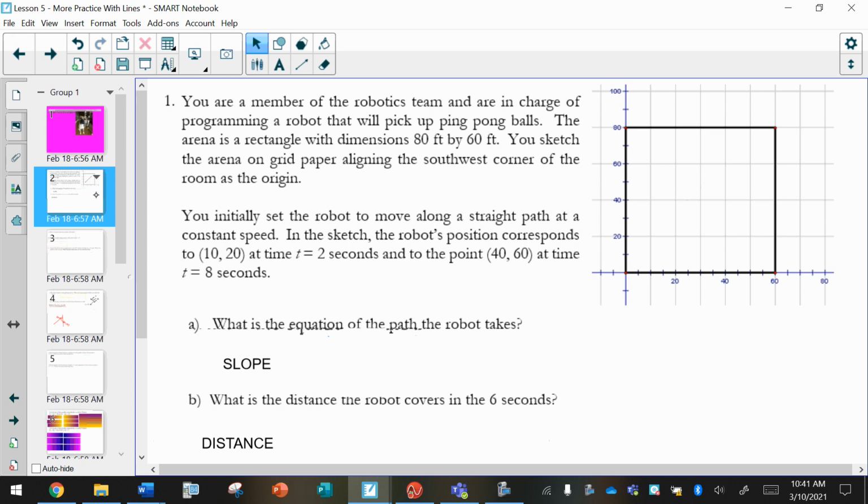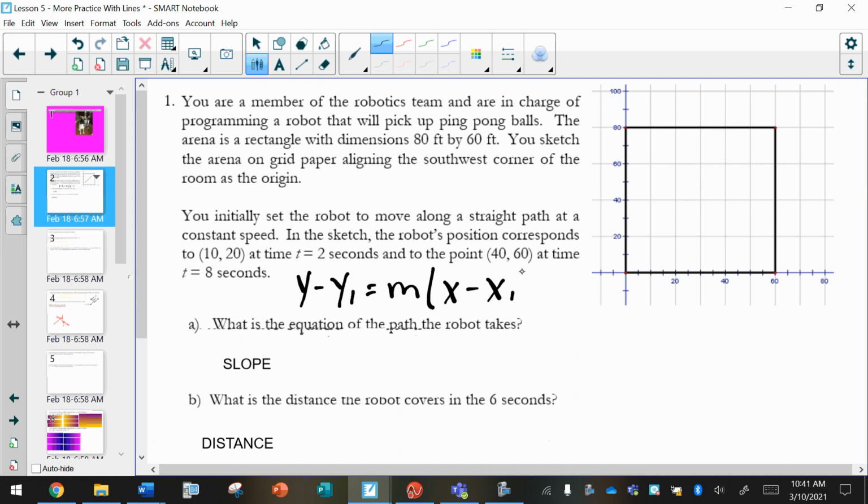What is the equation of the path that the robot takes? In order to write the equation of a line, we are going to use our point slope form for the equation of a line. Point slope form was y minus y1 equals m times x minus x1. The x1 and the y1 get replaced with a coordinate point, x value and y value, and the m is our slope, which means the first thing we need to find is our slope. Based on the coordinate points that were given, our position points of (10, 20) after 2 seconds and (40, 60) after 8 seconds, why don't you pause the video and find the slope?